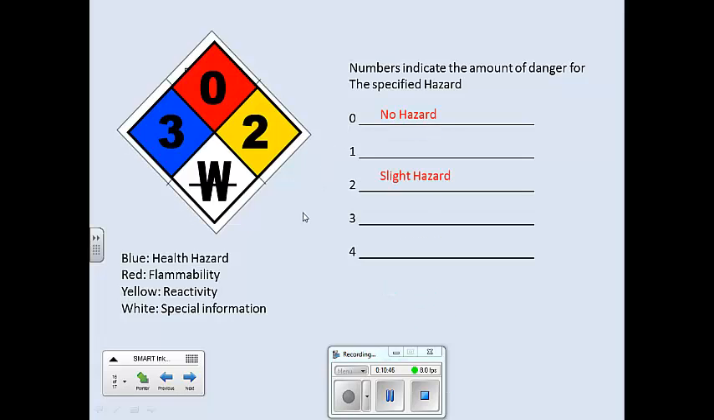A 0 is going to be no hazard, a 1 is a slight hazard, 2 is hazardous. And once you get to 3s and 4s, we don't really work with those in the lab, but 3 is extreme hazard and 4 is deadly. Now the white, you're going to have special symbols on it. In this one, in case of water, you see the W with the line pushed through it, that means don't add water to this substance.